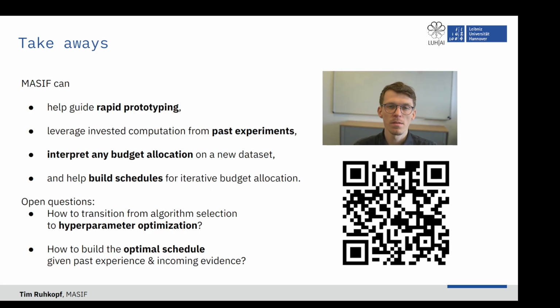But in summary, MASIF can help guide rapid prototyping, leverage invested computation from past experiments, interpret any budget allocation on a new dataset, and help build schedules for iterative budget allocation, and how to build the optimal schedule given past experience and incoming evidence.